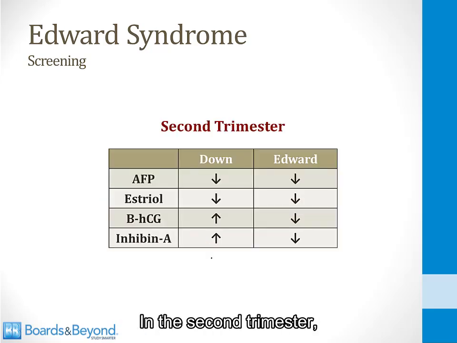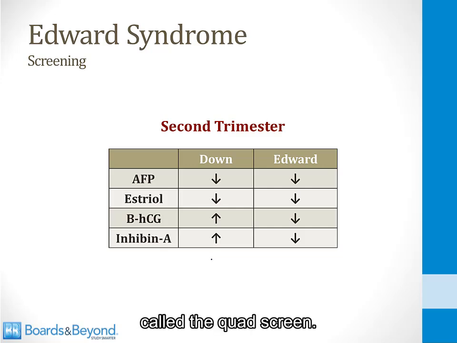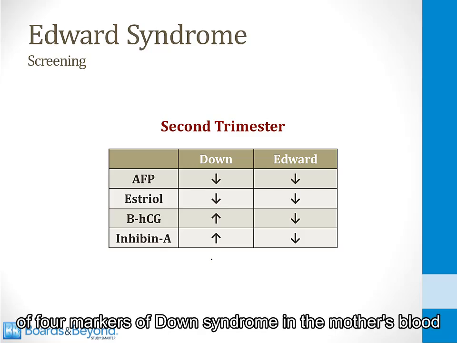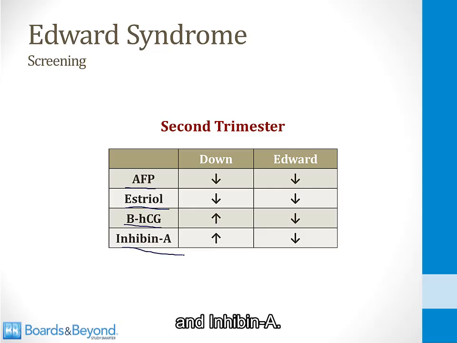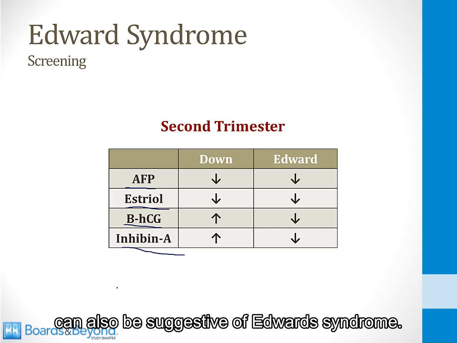In the second trimester, there is a screening test for Down syndrome called the quad screen. This test involves measurement of the serum levels of 4 markers of Down syndrome in the mother's blood, and those 4 markers are AFP, estriol, beta-HCG, and inhibin A. These 4 markers in the quad screen can also be suggestive of Edwards syndrome.